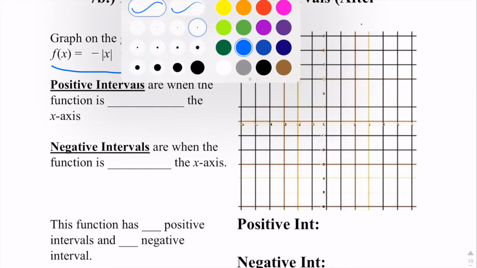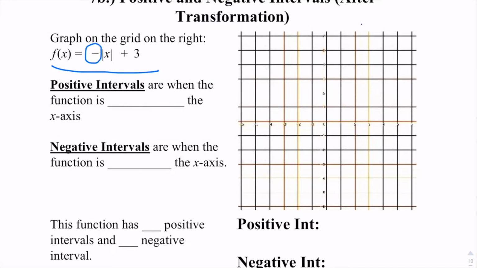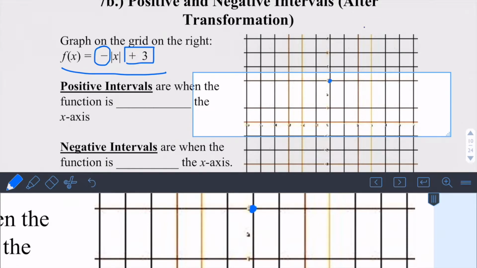So this right here is going to be our vertical reflection because it's a negative in front of the absolute value expression. And then we also have a vertical transformation of up 3 units. So when I draw this, I go up 3 units, and I know I'm upside down because of the reflection. And another thing I would like you guys to begin to notice as I sketch this is that as we have transformations outside of the absolute value expression, those are all vertical transformations.